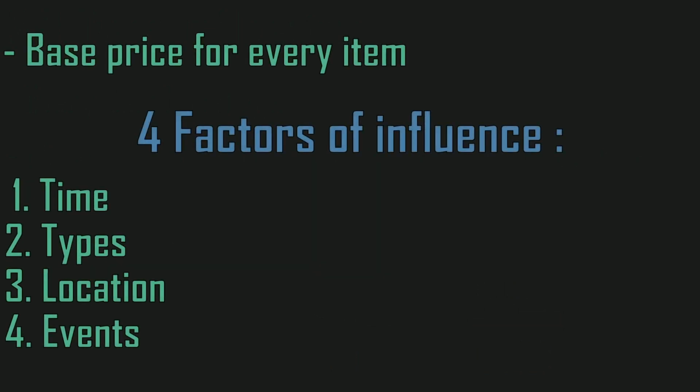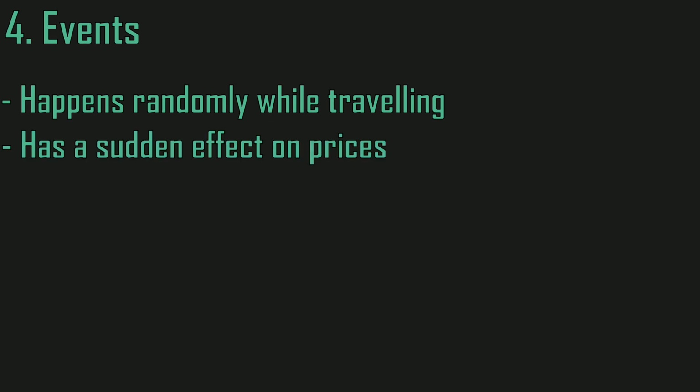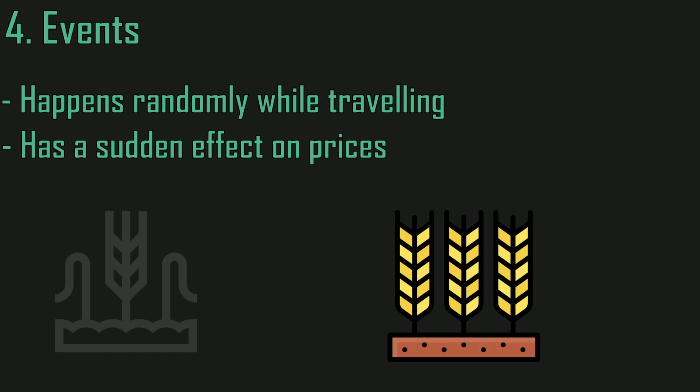The last source of influence is events. Events will happen randomly while traveling in the game and will affect certain markets. An example of a possible event could be famine, which will make food much more valuable in every village.